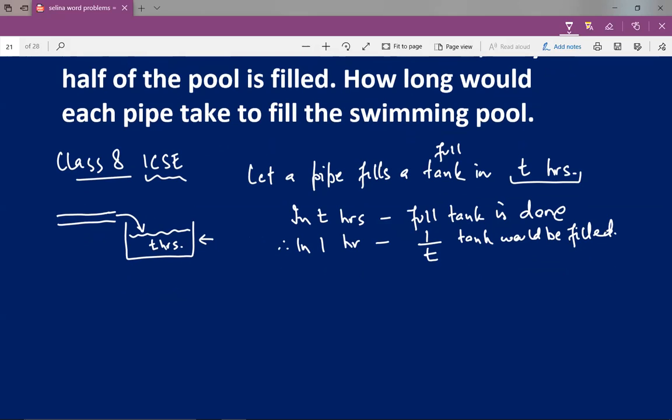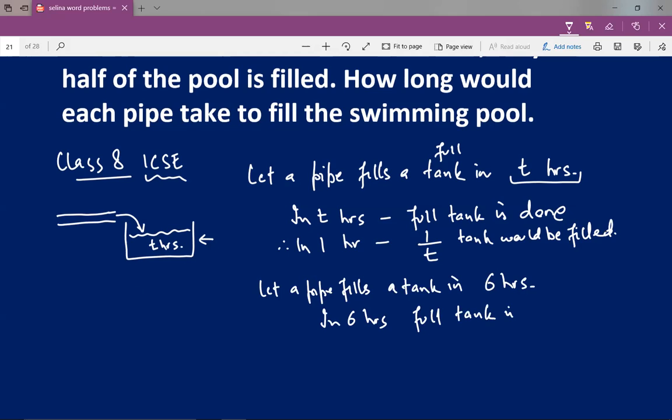Let us assume there is a pipe that fills a tank in 6 hours. So in 6 hours, full tank is done. Therefore, in 1 hour, 1/6 of the tank would be filled. I hope you are getting it now.